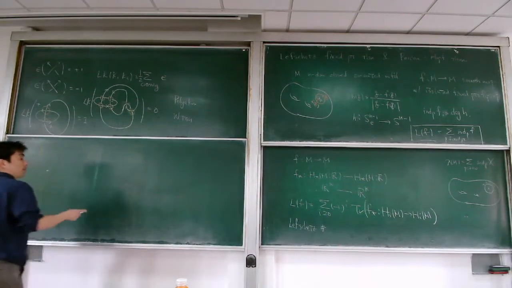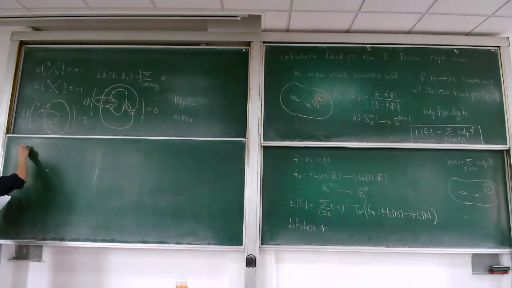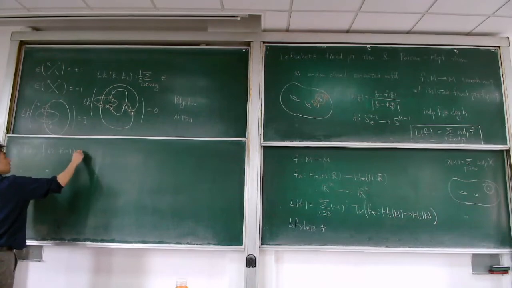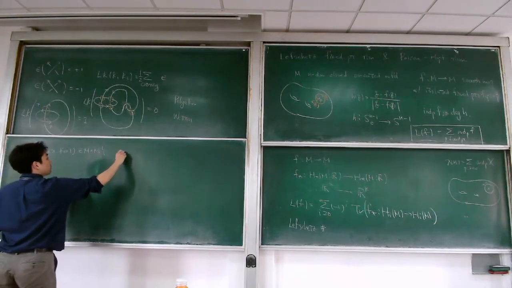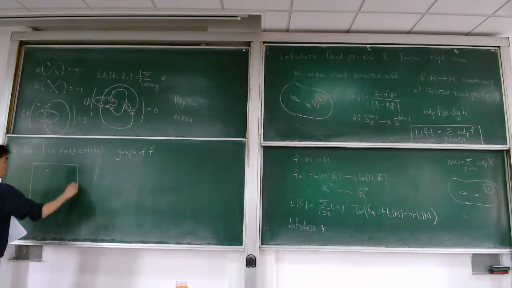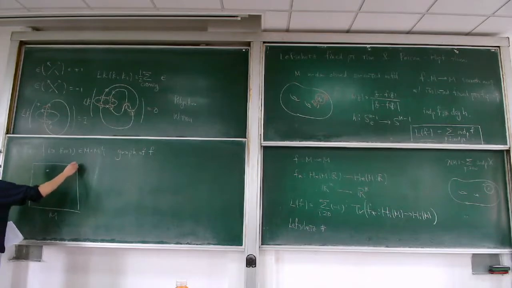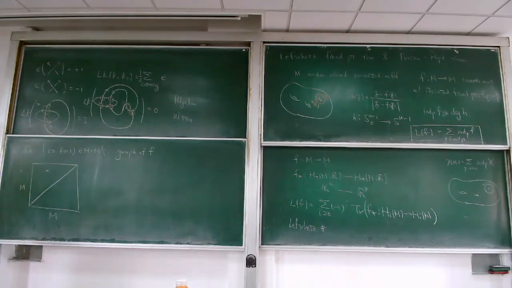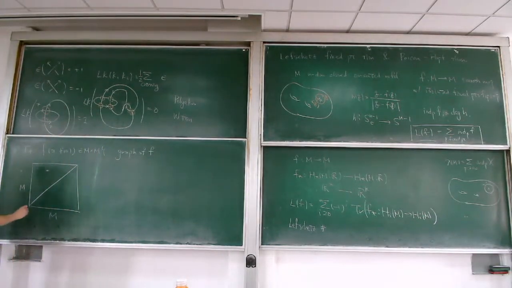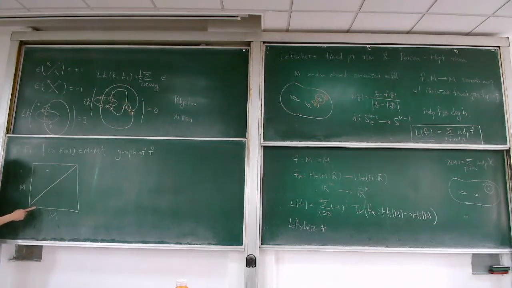So given that map F, one can define the so-called graph of F. As I mentioned, the graph of F is the set of (x, f(x)) in M cross N. So you just consider the product space M cross N, and the diagonal element. But this map F will give you some configuration inside the product space. The diagonal element is just the identity map: M goes to M, this point is mapped to just identity. The graph of the identity map is the diagonal.